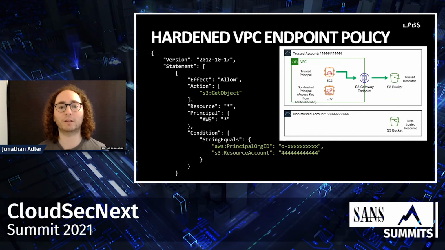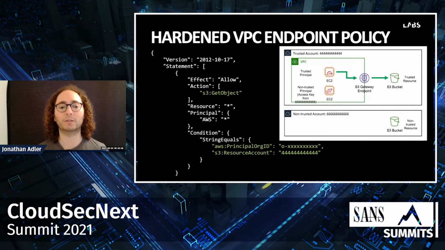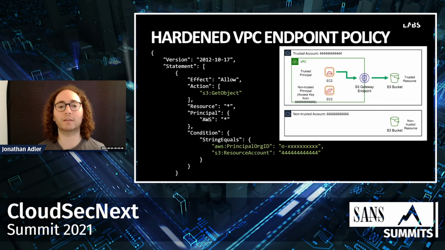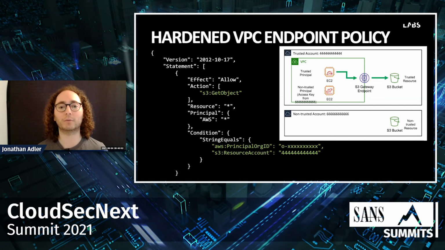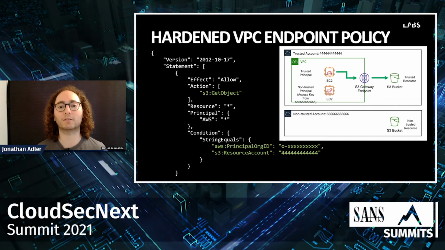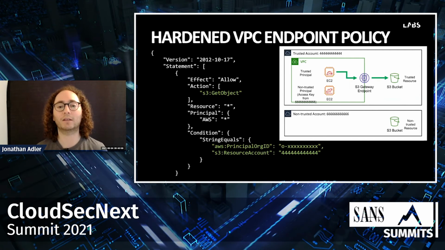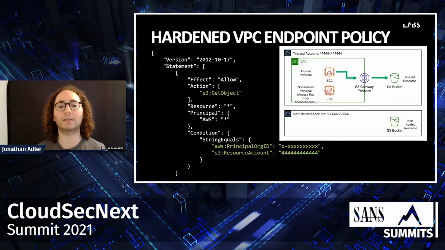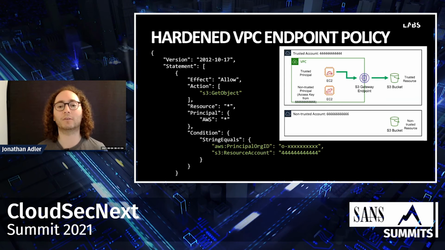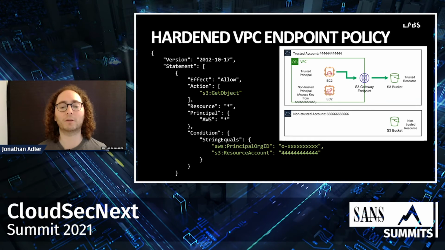in an S3 bucket within our trusted account using this condition, S3 resource account, which essentially means that our trusted principal is allowed to get an object within any S3 bucket in the trusted account. So we're not interested at this moment in limiting what buckets in the trusted account the trusted principal can access. We're just interested in making sure that it can't access buckets in an untrusted or attacker-controlled account. So this is what this policy allows.